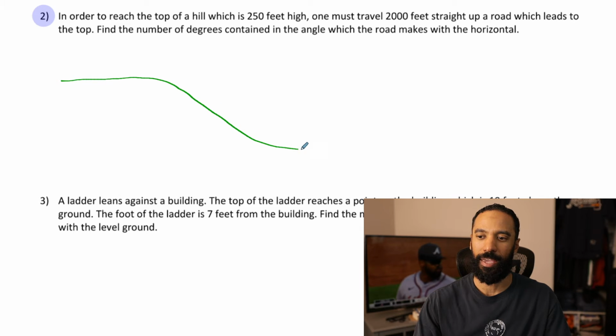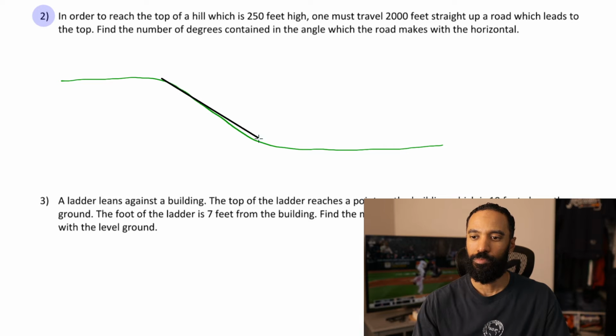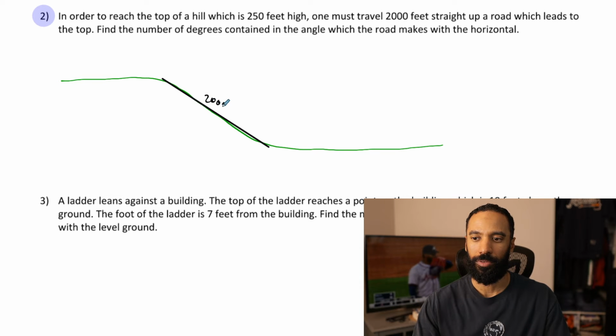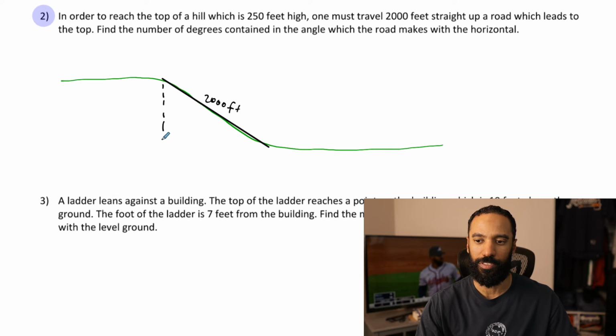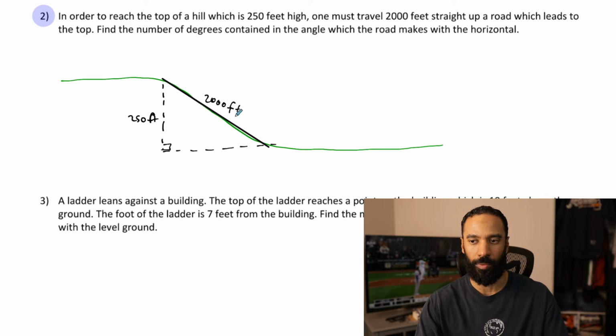So I've got my hill like that. One must travel right here, 2,000 feet up a road, not literally straight up, but 2,000 feet up the road, which leads to the top. If you want to reach the top of the hill, that's 250 feet high. So this is your 250. And there's an imaginary dotted line here meeting the road to make the right triangle.